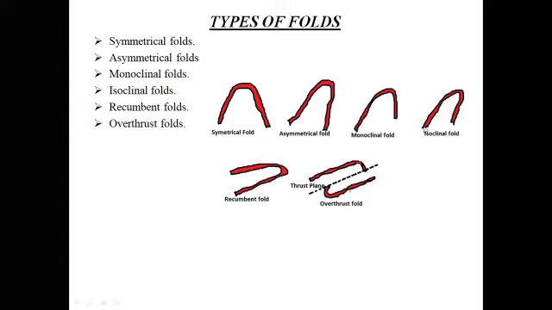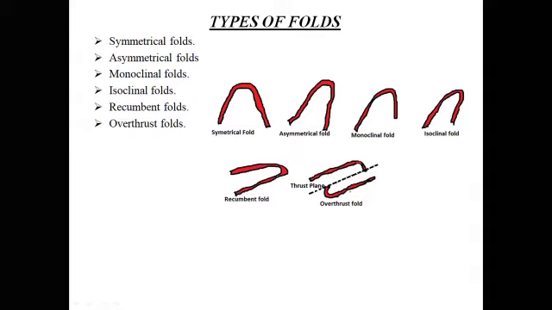When the isoclinal fold has formed, after a certain period of time, the two limbs of the isoclinal fold become parallel to each other in such a way. Here you can see that both the limbs are parallel to each other. So when both the limbs become parallel to each other, such type of folds are called recumbent fold.